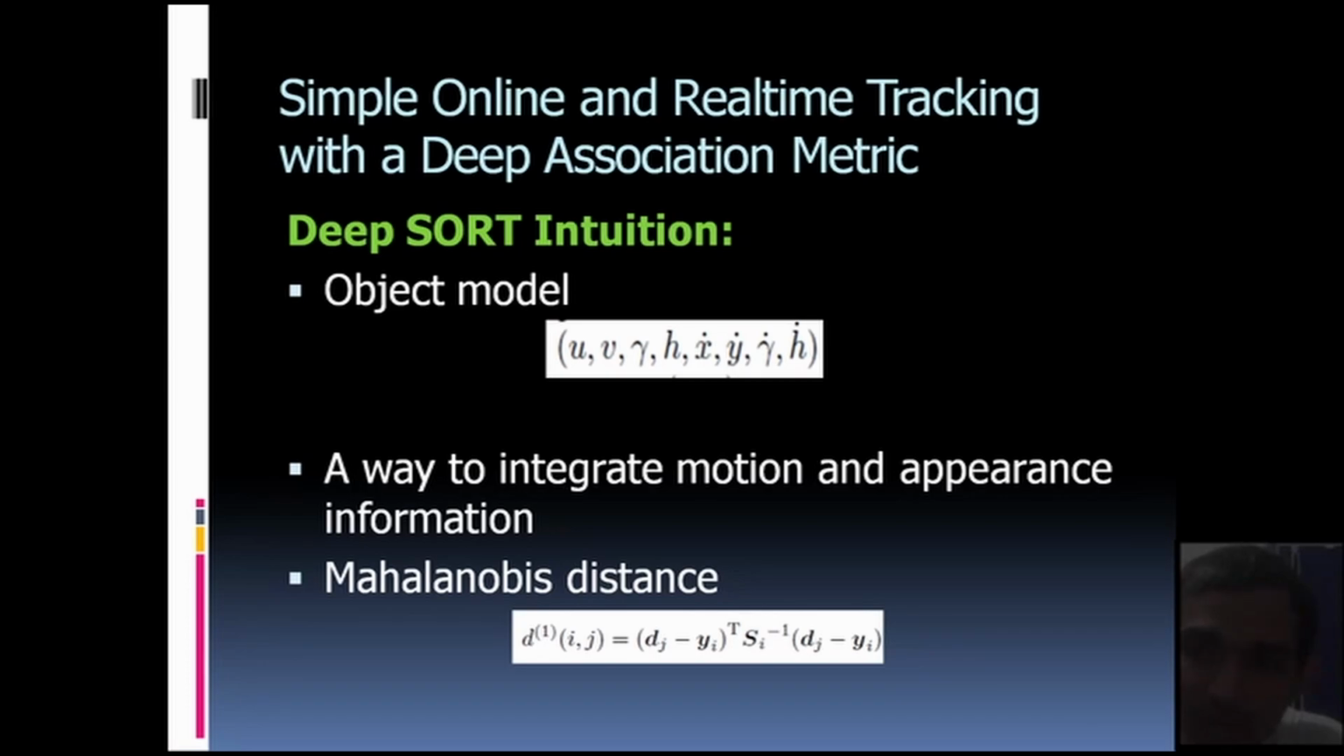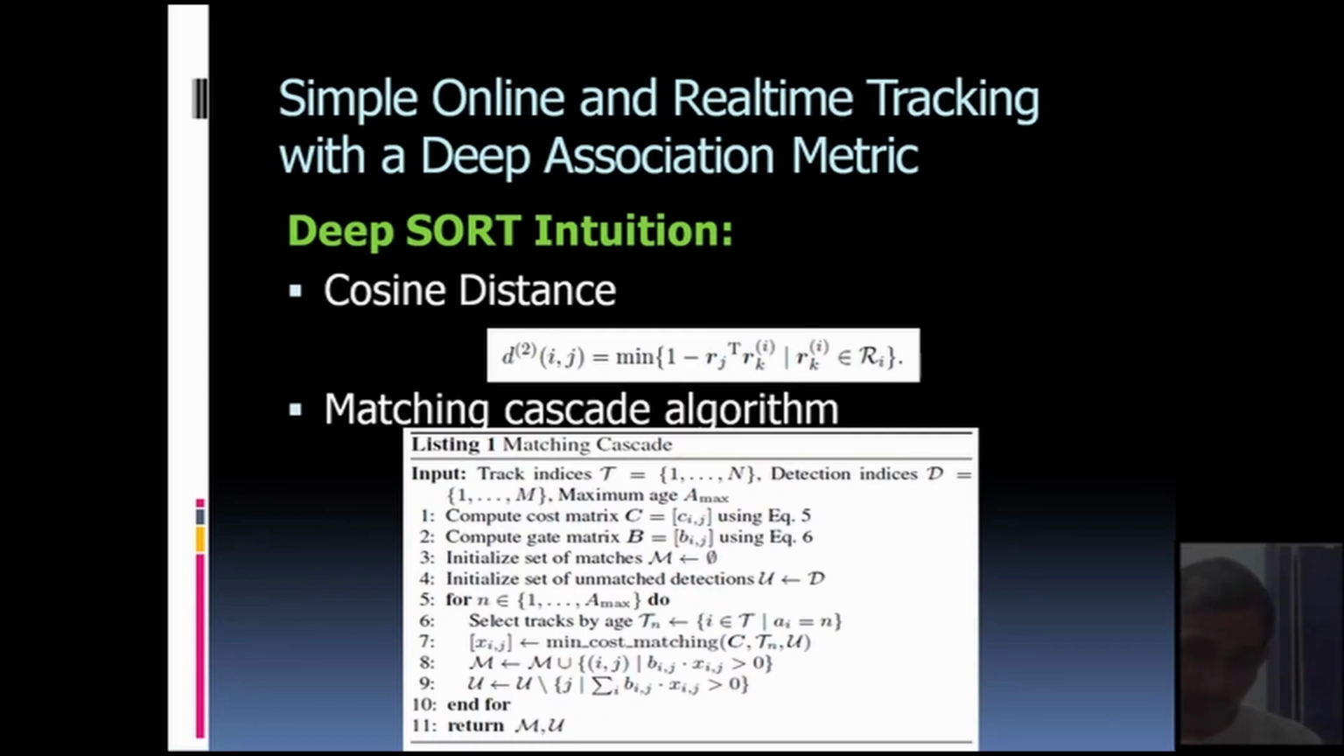Scale area s is changed to height h, and an additional value, the rate of change of the aspect ratio gamma, is included in the target state vector. Data association is changed in that now motion and appearance information is integrated by combining two metrics. The squared Mahalanobis distance between predicted Kalman states and new measurements, and the smallest cosine distance between the i-th track and the j-th detection. Both these metrics complement each other.